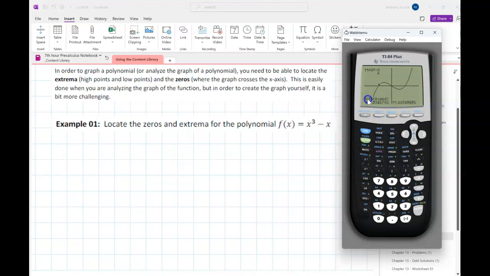Now the question has changed to a right bound. So now I'm going to use the right arrow and move my cursor somewhere to the right of where I think that maximum is. That looks good. Now I'll just press enter. And then it asks for a guess. As long as there's only one maximum or minimum between my left bound and right bound, your guess doesn't really matter. So I just usually press enter wherever I'm at. So it says that my local maximum is the point negative 0.577, comma, 0.385.